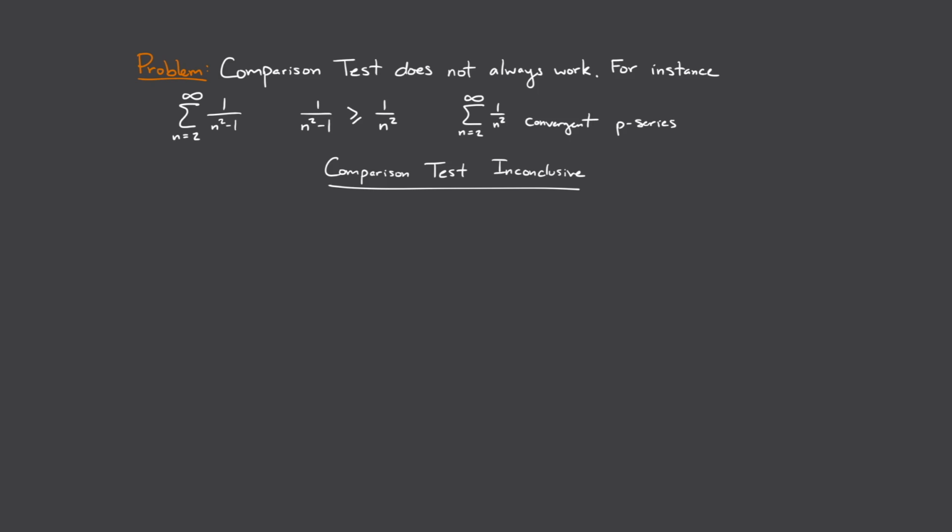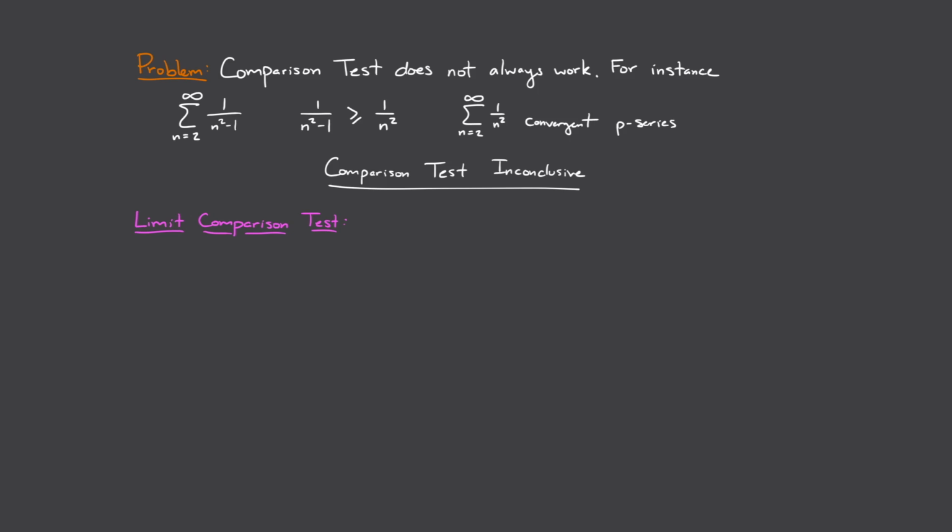So it turns out the obvious guess didn't quite work here. We could probably fix this issue by being a little more clever about the other series that we chose, but in general that's really hard to do. And so the limit comparison test is going to help us out a lot here.